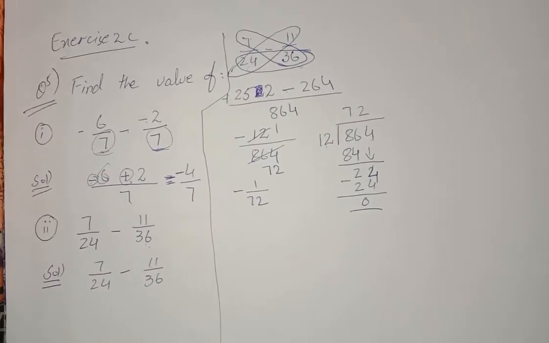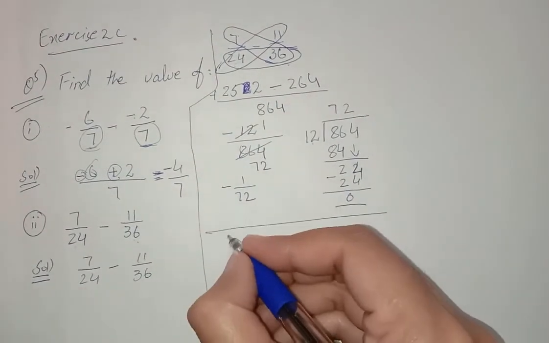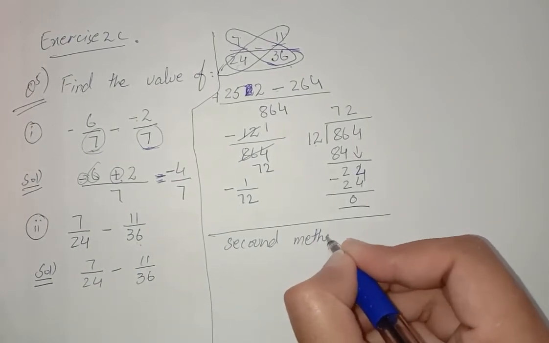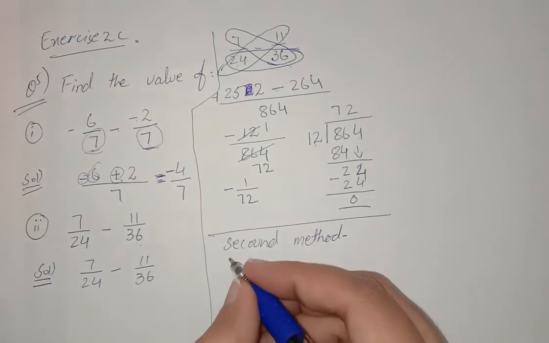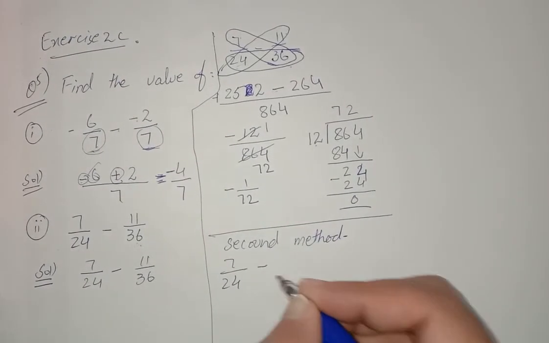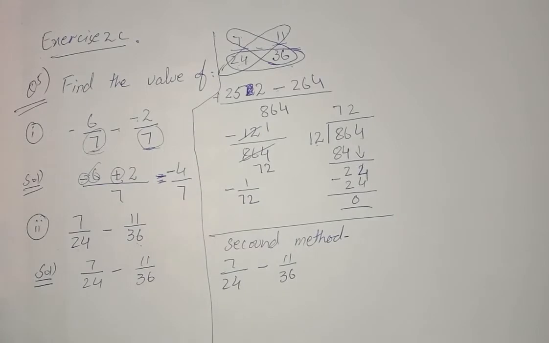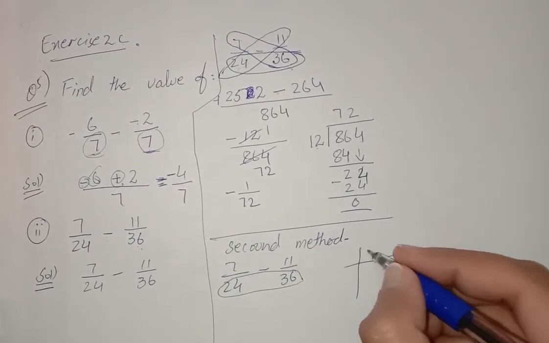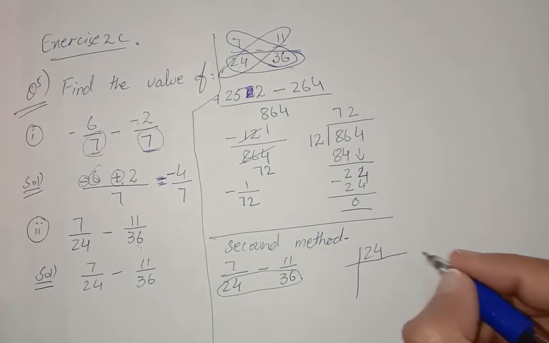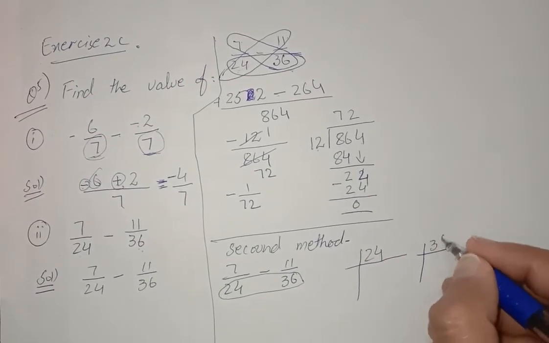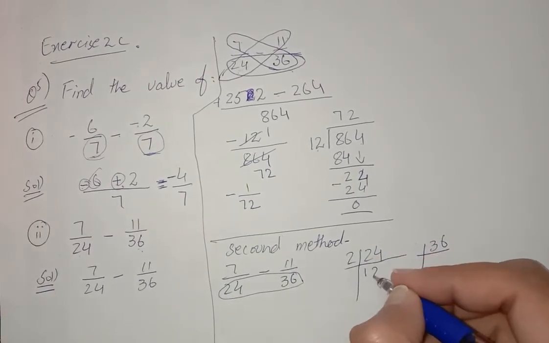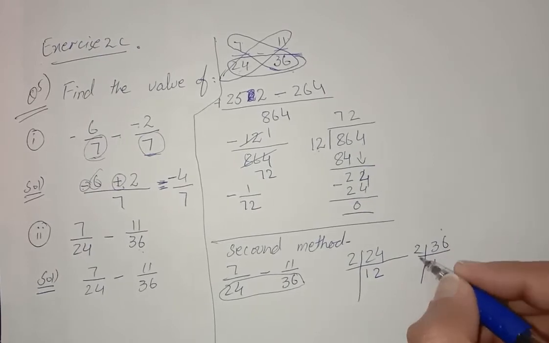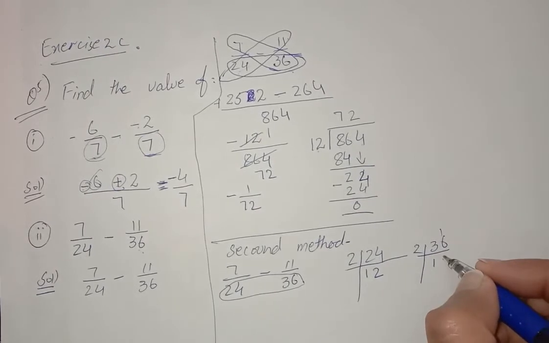The second method of solving this question is that 7 by 24 minus 11 by 36. We have to take the LCM of these numbers. 24, 36. 2 ones are 2, 2 twos are 4. 2 ones are 2, 2 ones are 2, 2 eights are 16.